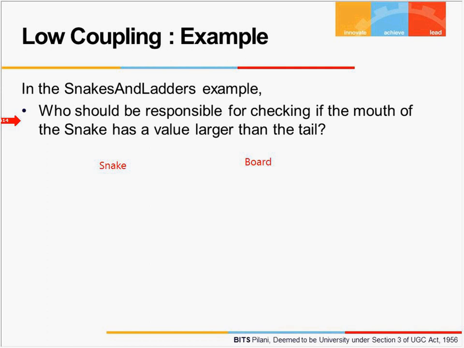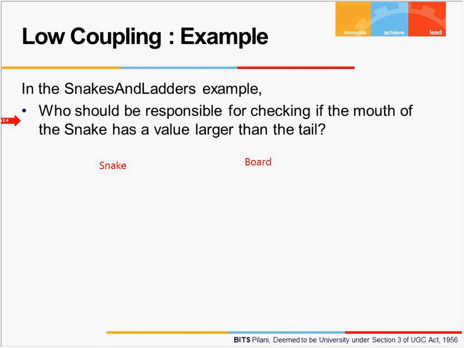So my board class, while creating the objects of the snake, first checks whether the start point and the end point values are correct, and then only it would invoke the constructor of the snake. This is one possible answer, because my board class is responsible for creating instances of the snake object.